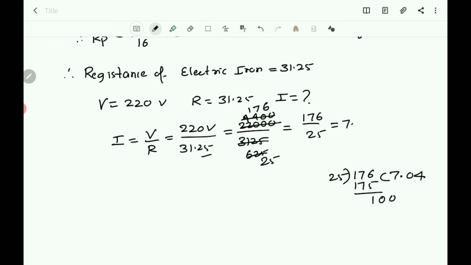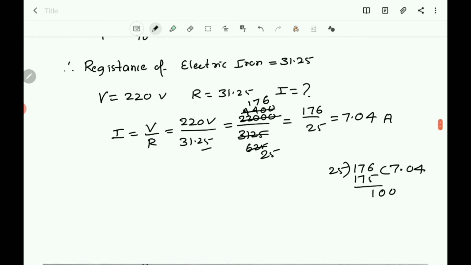That is equals to 7.04 amps of current will pass through it. So what is the current through it? Current through it is 7.04 amperes.